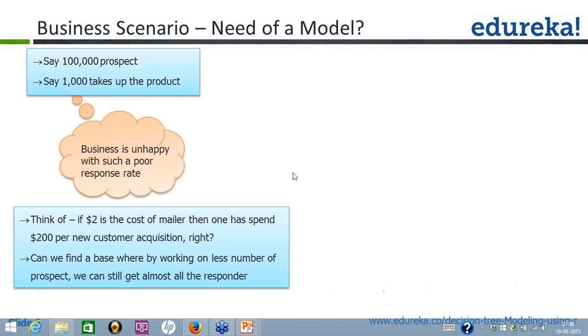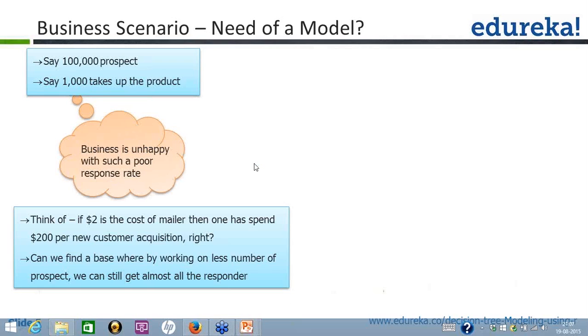So if you think of it as such a cost, the profitability of the product may be just $50. In that case, you are negative from day one. If the profitability of the product is, say, $100, even in that case you are negative from day one, because you spent $200 just acquiring one customer, correct? So in that case, the business is quite unhappy.